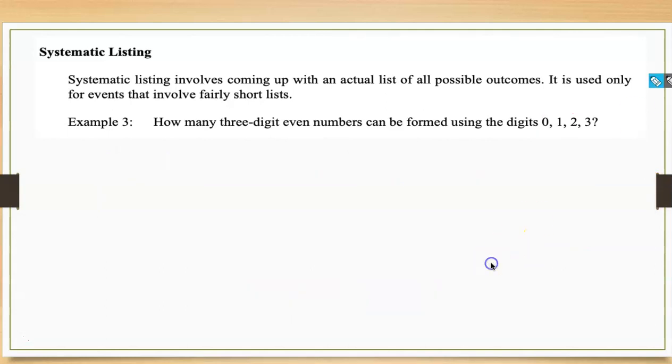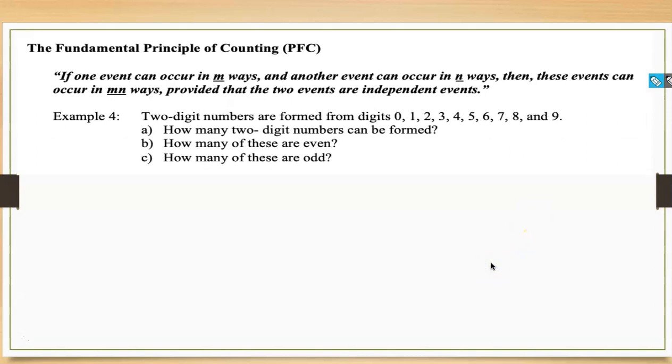Next, we have the fundamental principle of counting. Summing up, the 3 counting techniques is what we call the fundamental principle of counting. Let me correct that, this is not PFC but FPC, fundamental principle of counting. It says that if one event can occur in M ways and another event can occur in N ways, these events can occur in MN ways, provided that the 2 events are independent events. Now, please take note that M and N are variables. They represent any possible number. When we have MN, the operation involved here is multiplication.